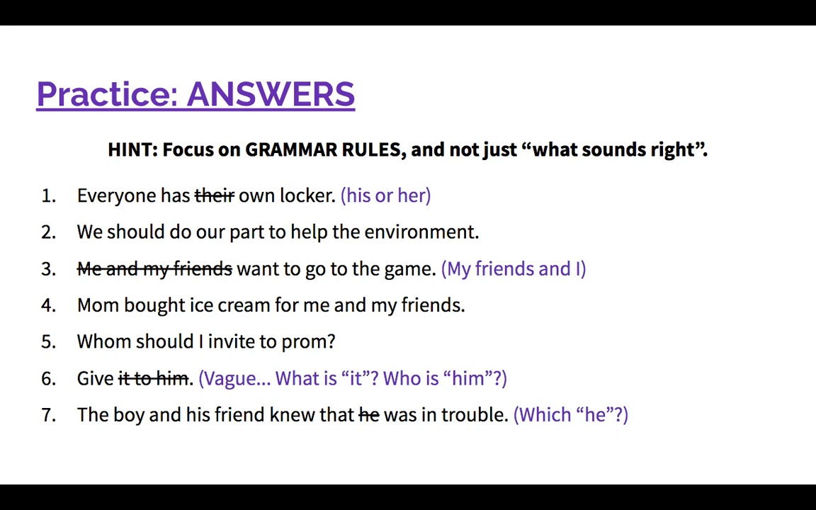Number 7, the boy and his friend knew that he was in trouble. Which friend? Or which he, sorry, the friend or the boy? This is just like the king and Prince Charming example, right? So you need to be more specific here. You have to rewrite that. Maybe the boy and his friend knew that the boy was in trouble. Maybe we don't use a pronoun in this case because that could be a little bit vague and confusing.